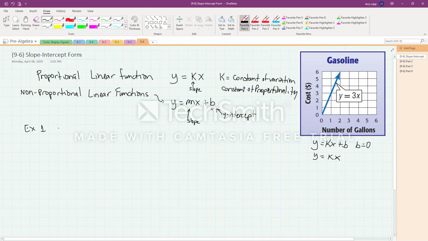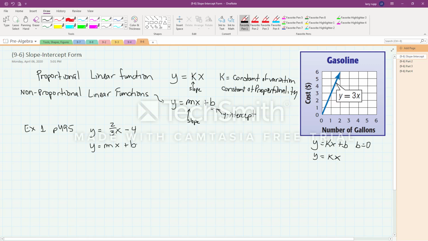We'll do example 1 on page 495. Okay, and it says, state the slope and the y-intercept of the graph of each of these functions. Okay, so here's the first one. y is equal to 2/3 x minus 4. The first thing to note is that this is in the correct format of y is equal to mx plus b. y is equal to mx plus b.